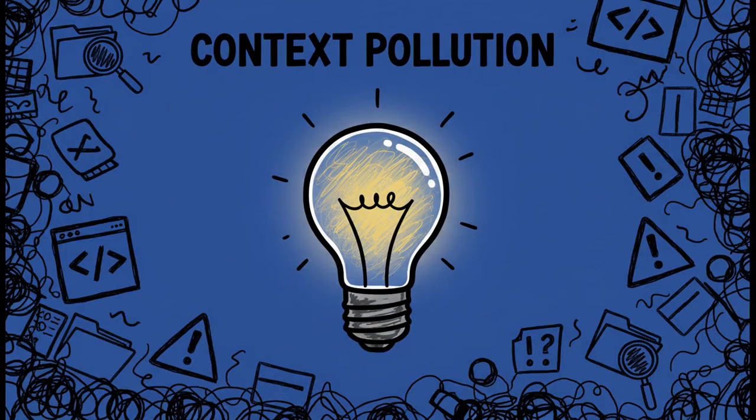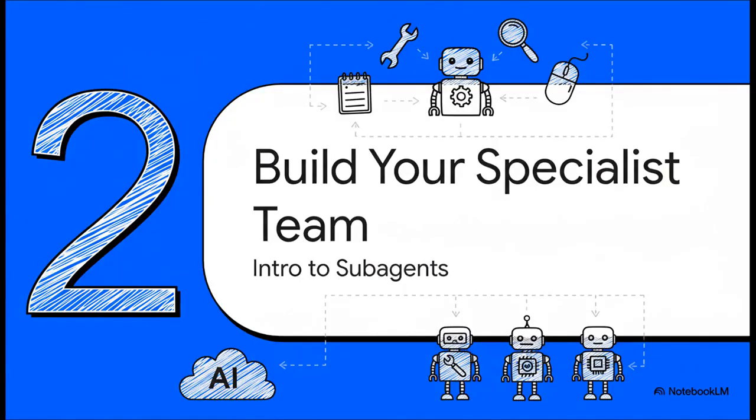And yeah, there's actually a name for this, context pollution. It's exactly what it sounds like. All those little side quests, like the massive output from a file search, just clog up the main conversation. And that pollution stops your AI from focusing on the big picture, which makes it a whole lot less useful. Okay, so enough about the problem.